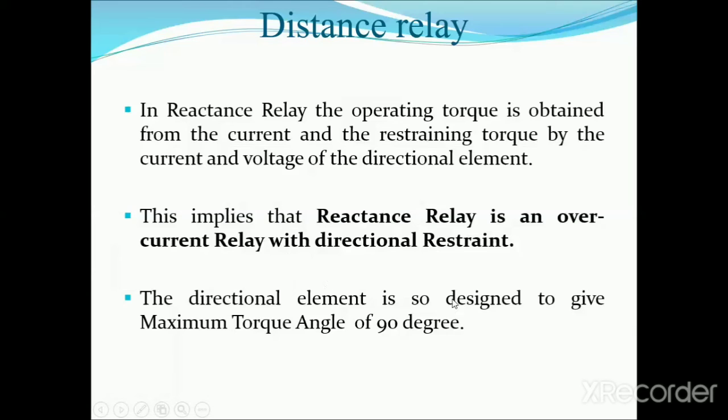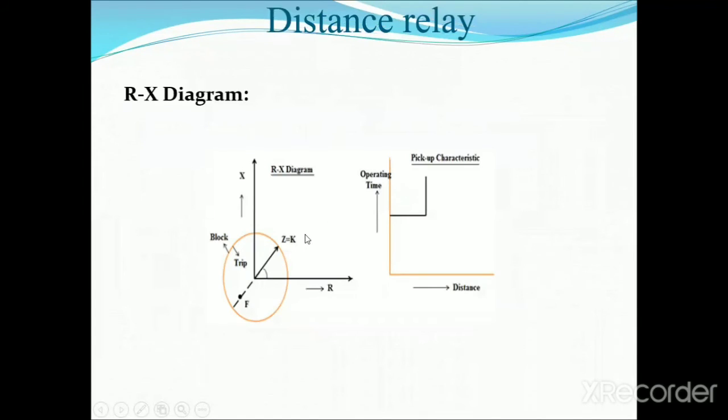The directional element is designed to give a maximum torque angle of 90 degrees. This is the RX diagram for that relay, the resistance and reactance diagram. In that graph, the boundary is Z equal to K.